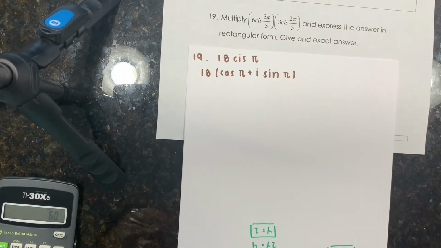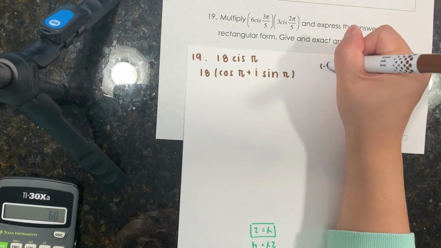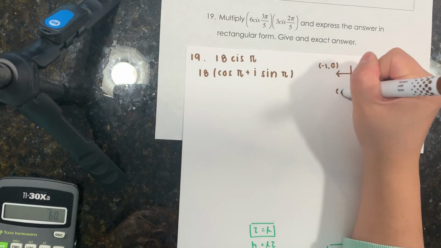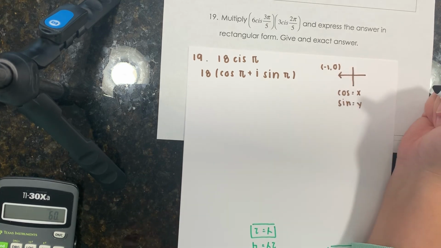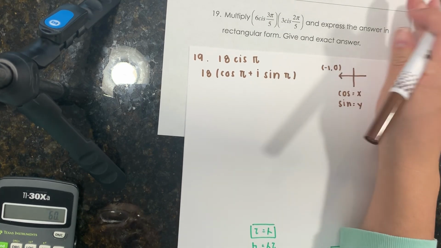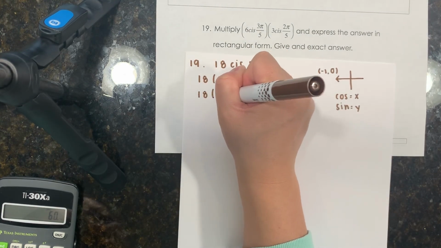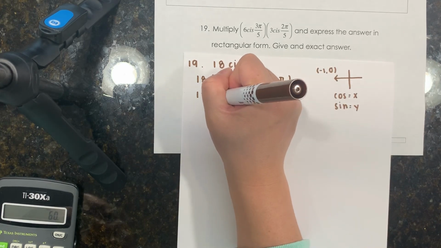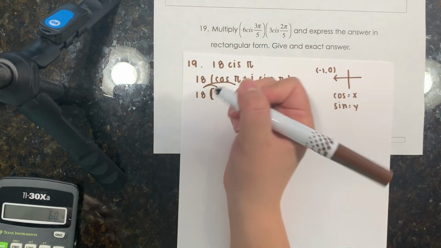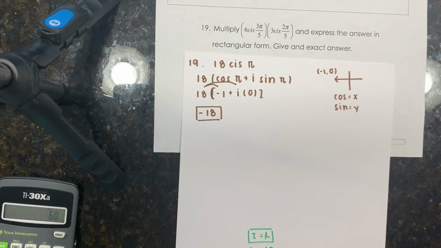What you should remember is that pi is equal to 180 degrees. So on the unit circle, it would be to the left 1, up 0. Cosine is always equal to the x-coordinate. Sine is equal to the y-coordinate. So the x-coordinate is negative 1, the y-coordinate is 0. So that means we have 18 times negative 1 plus i times 0. If you distribute the 18 to that, you would just get an answer of negative 18. So this one you have to use the unit circle again because it was equal to just pi.